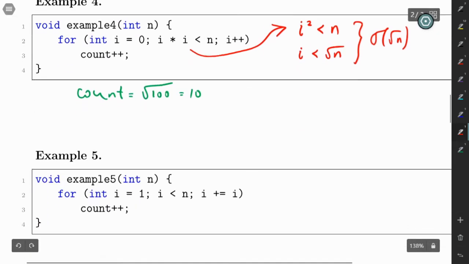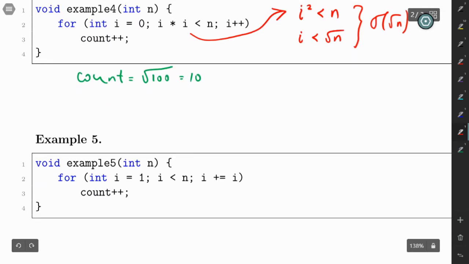Okay, so in the next case, we still have the single for loop. We start from 1, we go up to n. However, the way we increase I looks rather interesting. We just keep adding I to itself each time. And this is really the same thing as just doubling I.